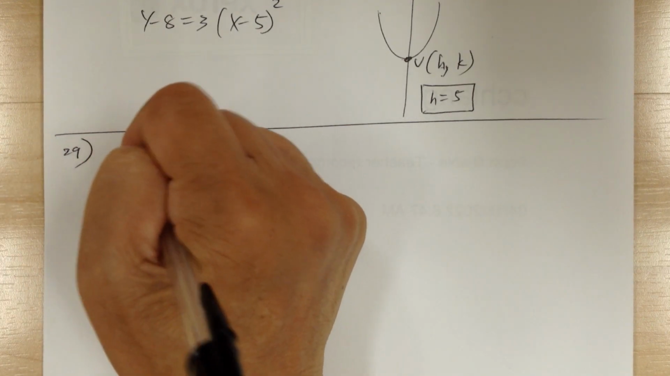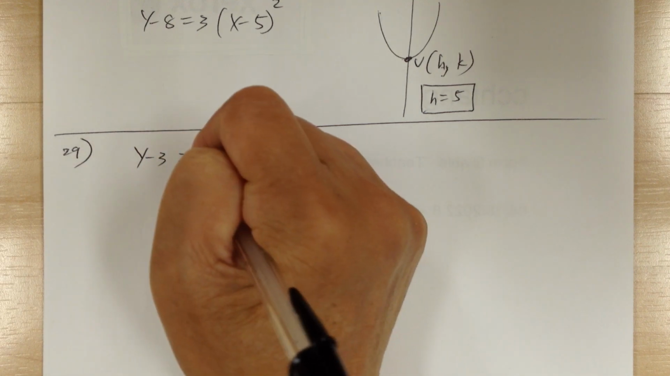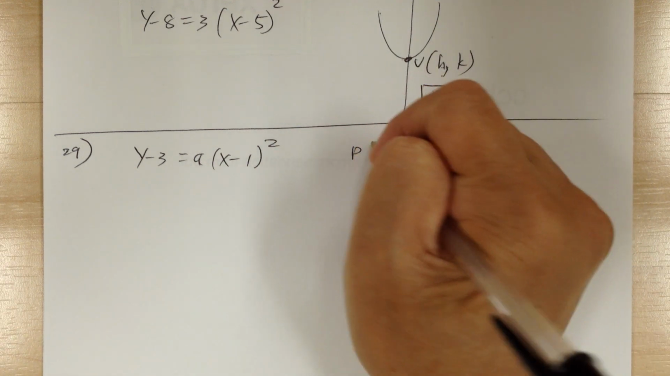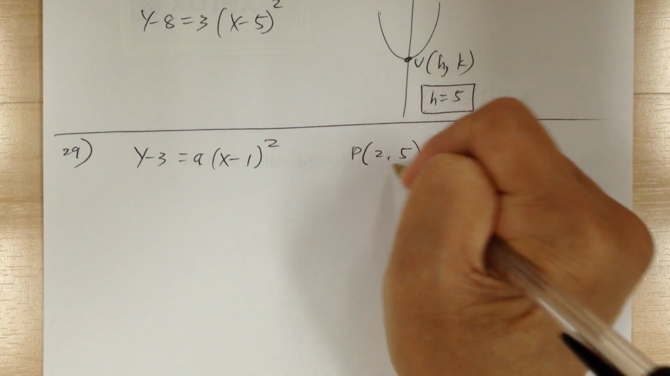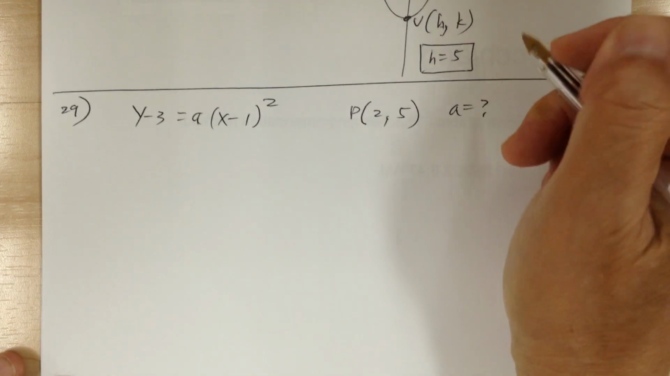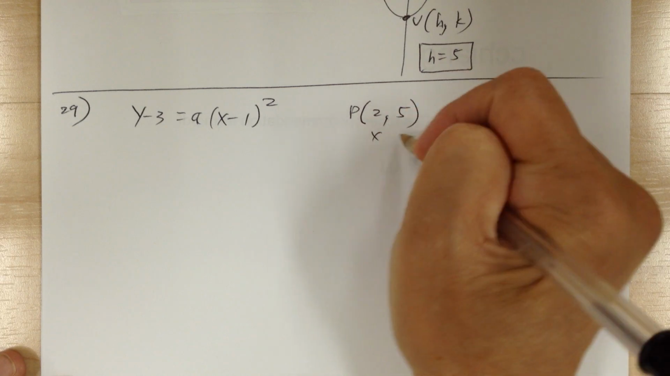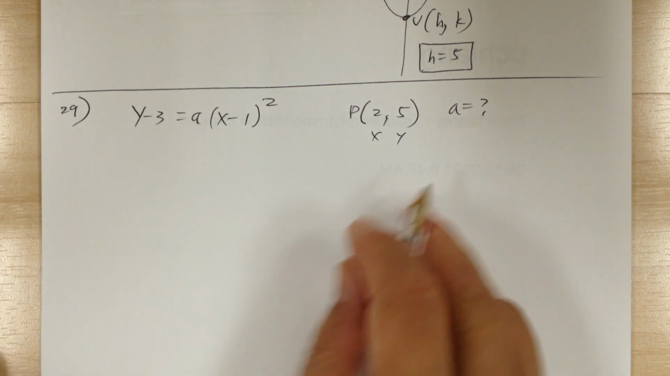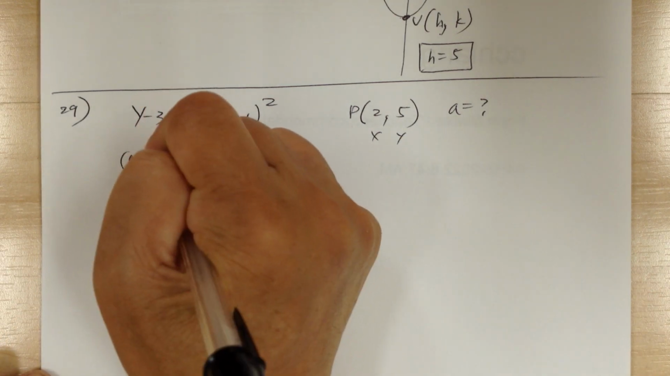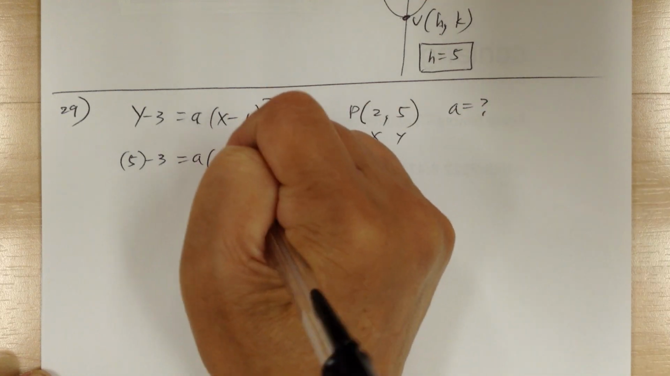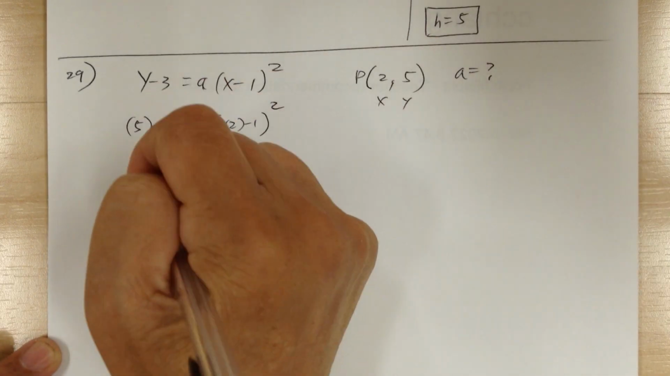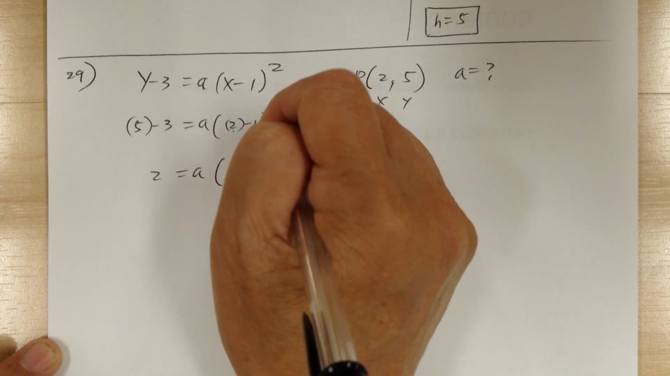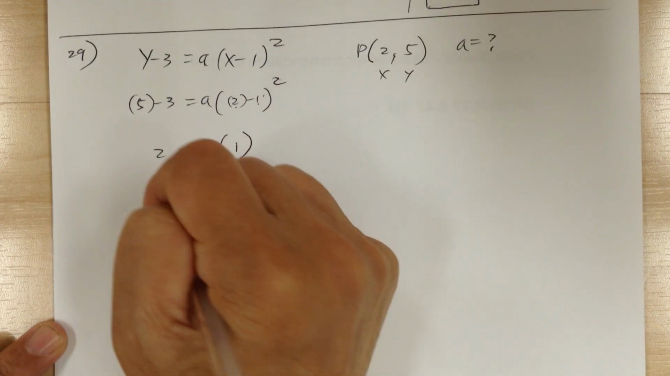Okay, 29. You have the parabola y minus 3 equal to a times (x minus 1) squared, and it's passing through the point (2, 5), and you're looking for a. When it passes through the point, that's your x and the y. So you can just substitute, just like what we did before. You're going to get 5 minus 3 equal to a times (2 minus 1) squared. So you get 2 equal to a times 1, since 2 minus 1 is 1, squared equal to 1. So a equal to 2.